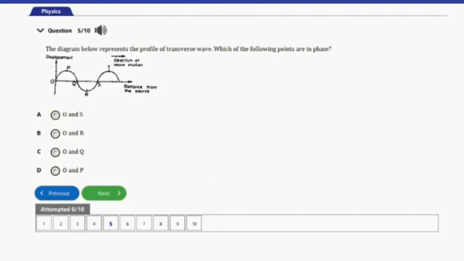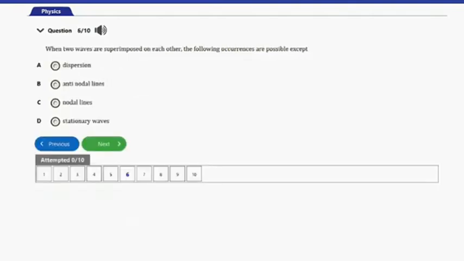Let's go ahead and consider the next question, guys. So guys, the next question here is question number 6. It says, when two waves are superimposed on each other, the following occurrences are possible except we have A, dispersion, B, antinodal lines, C, nodal lines, and D, stationary waves. So guys, the answer to this question is option A, that's dispersion.